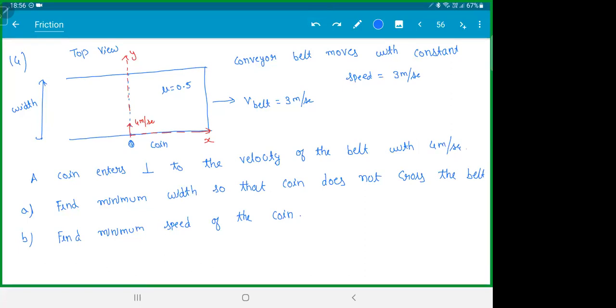Someone got the width. How much? Aditya, that is right. We have one answer, everyone, for the first part. Get the speed also. First, get the width.